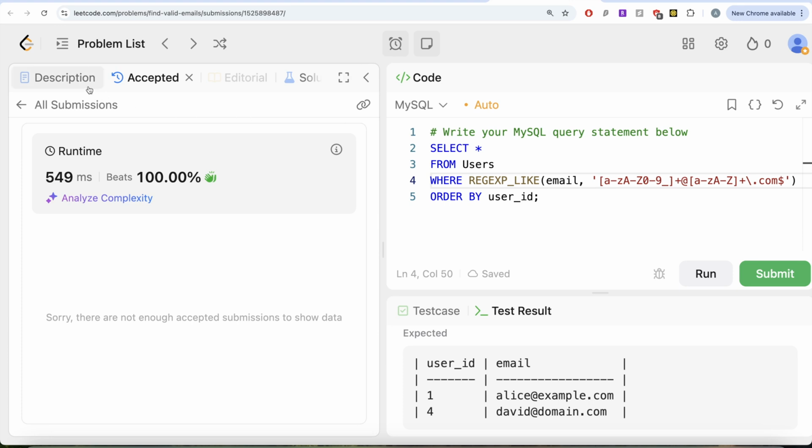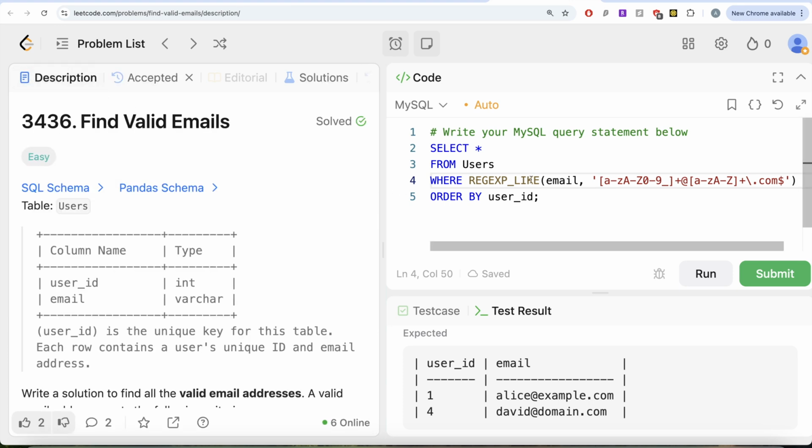So not a difficult question. However, you need to know about regular expressions and how you can define ranges, how to make sure that certain strings end in a particular pattern, certain things start with a particular pattern, etc. So that is what we used regular expressions for, to make that comparison on the email column, and then we return sorted by the user ID. So yeah, this is how we do it.